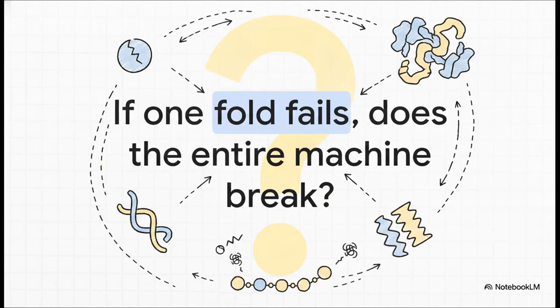Which brings us to the end of our explainer and leaves us with a truly mind-bending question to think about. If just one fold fails, does the entire machine break? As we've seen today, ultimate biological function relies entirely on the precise execution of every single one of these 4 structural levels. A single mistake way down at the primary sequence can cascade all the way up, completely altering the folds and basically ruining that final functional unit. It's a delicate, beautiful, and just incredibly precise balance.